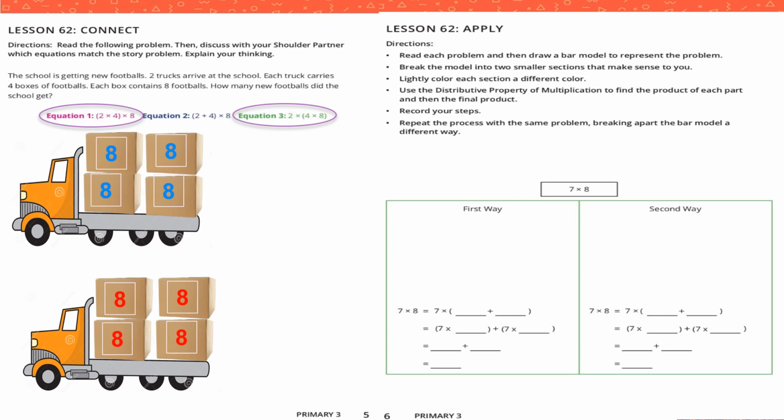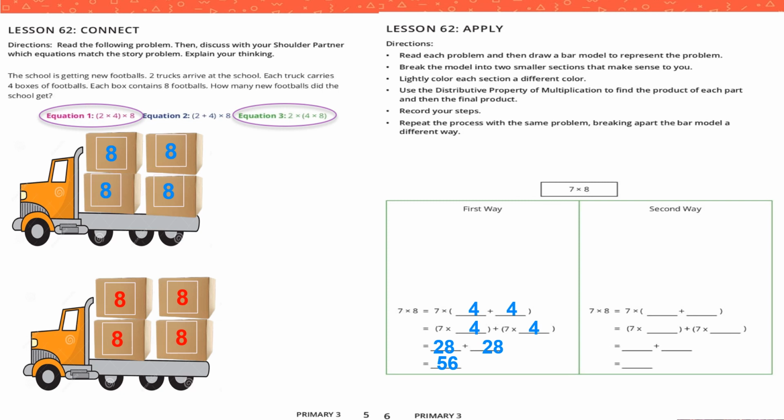7 times 8. First, I will split this 8 into 2 parts, which are 4 plus 4. Then I will distribute this 7 one time with the first 4 and the second time with the second 4. So it will be 7 times 4 plus 7 times 4. 7 times 4, 28. So 28 plus 28 equals 56. You can add ones plus ones and carry over, and tens plus tens.